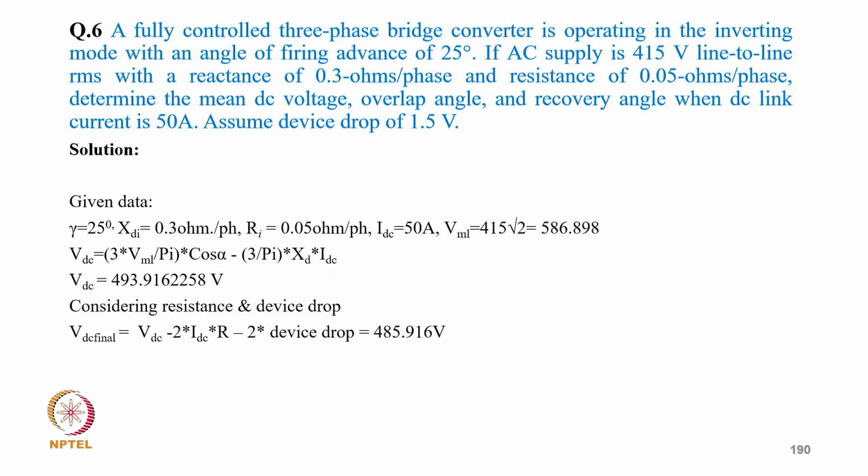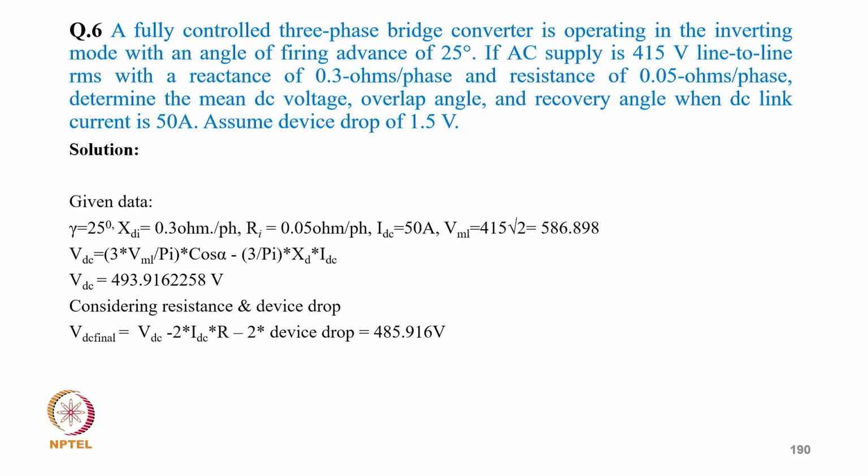Coming to example 6, a fully controlled three-phase converter is operating in the inverting mode with the angle of firing at 25 degree. If the AC supply is 15 volt line to line RMS with a reactance of 0.3 ohm per phase and resistance of 0.5 ohm per phase, determine the mean DC voltage, overlap angle, and recovery angle when the DC link current is 50 ampere. Assume a device drop of 1.5 volt.